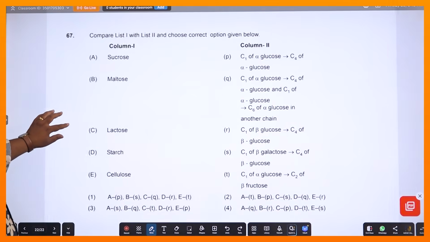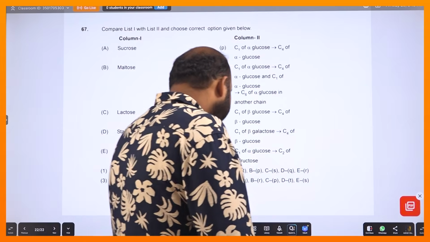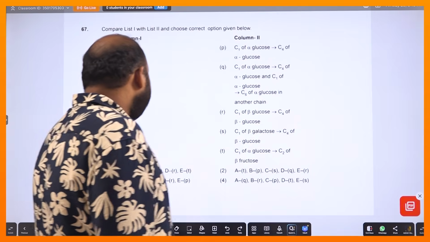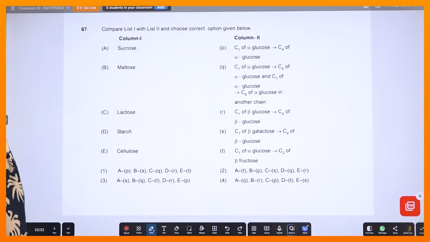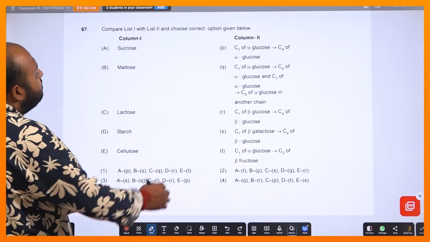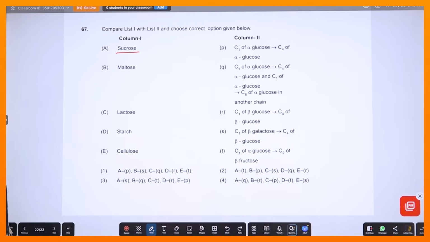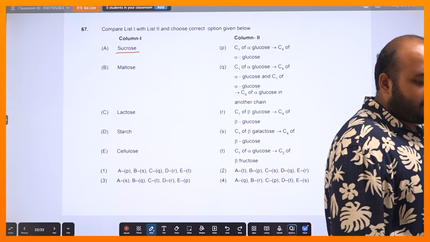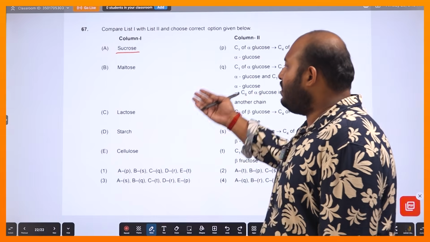Next we move to a question from biomolecules. We just have to match the column where each monomer unit, or rather the monosaccharide units, we have to match them with what kind of glycosidic bond is happening in each case.